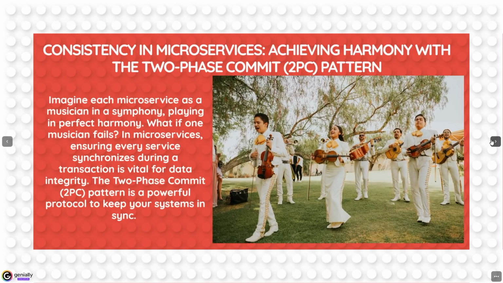Imagine each microservice as a musician in a symphony playing in perfect harmony. What if one musician fails? In microservices, ensuring every service synchronizes during a transaction is vital for data integrity. The two-phase commit pattern is a powerful protocol to keep your systems in sync.